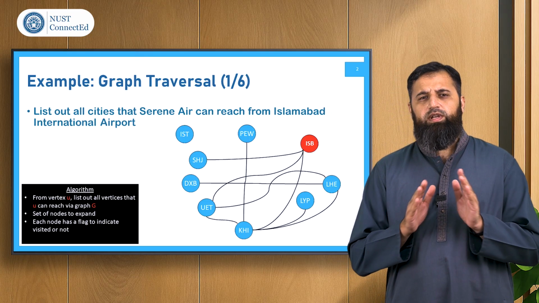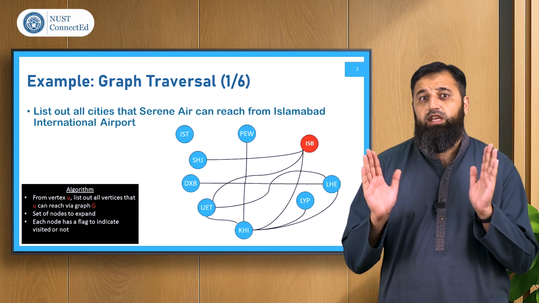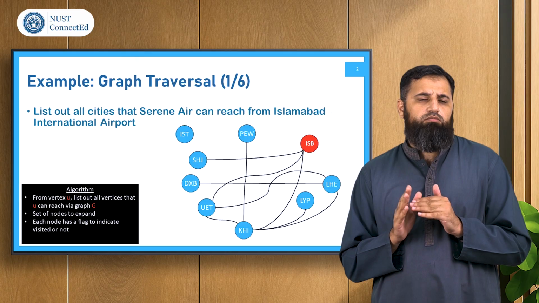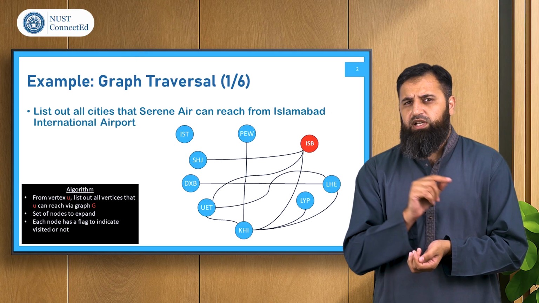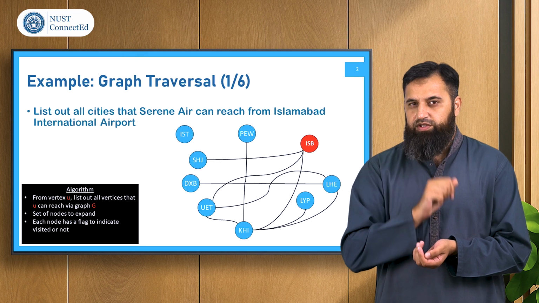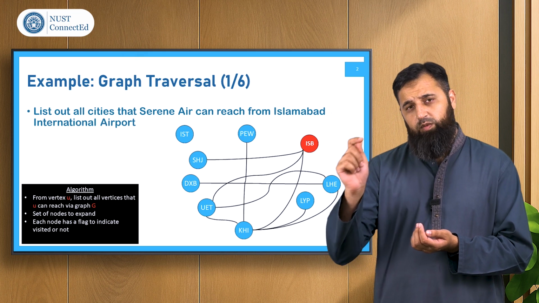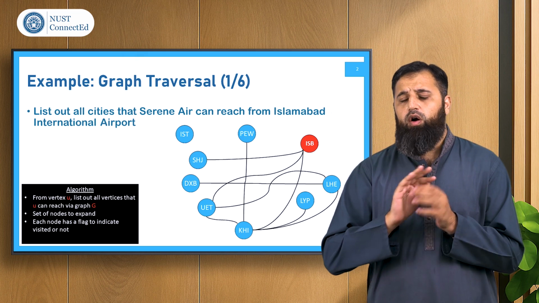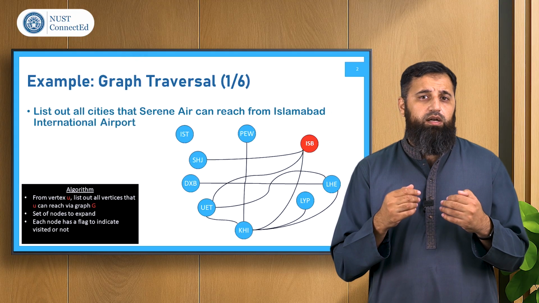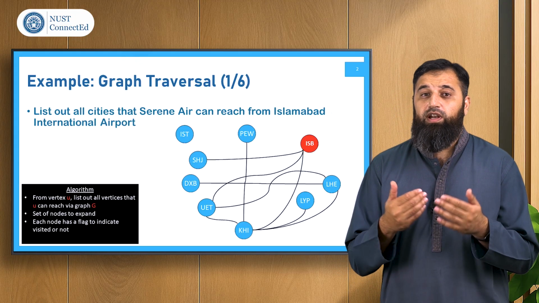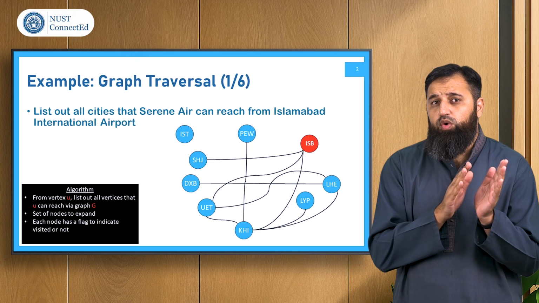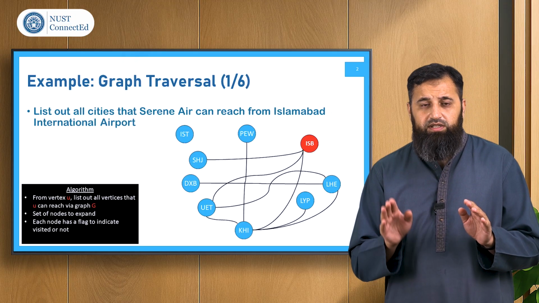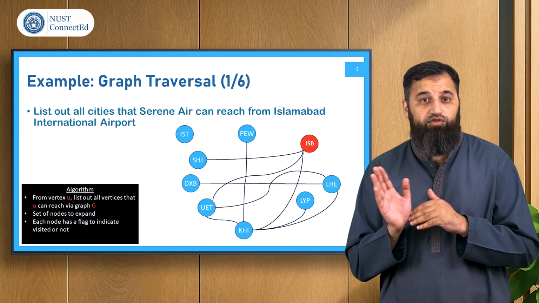Imagine we want to list all the cities that Serene Air can reach starting from Islamabad International Airport. This problem is a classic case of graph traversal. Starting from one vertex, we want to find all vertices that are reachable through the edges of the graph. Now, the general approach is this. From a given vertex U, we list out all vertices that U can reach in the graph G.